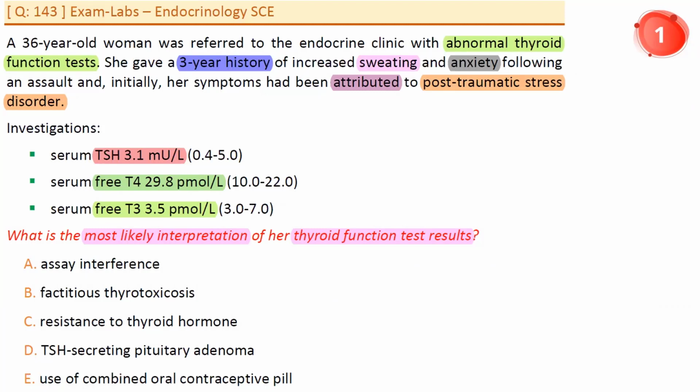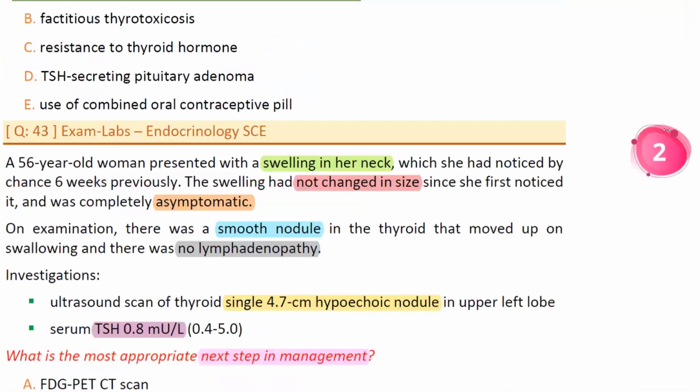So in any case like this, if the patient presents with mild hyperthyroidism symptoms and free T4 is elevated and free T3 is elevated, please exclude assay interference. Yes, Dr. Ahmed, so this is a case of assay interference.